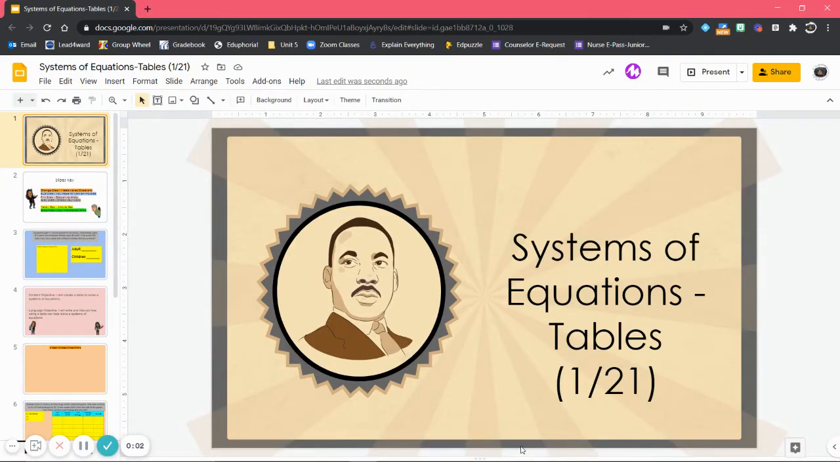All right, so today we are going to continue working on systems of equations. The past couple of days we've been drawing pictures, making tables and lists to kind of guess and check our work in order to solve for the system. Today we're going to focus on tables, getting a table set up, so that we can solve the system of equations a little bit quicker than just drawing pictures.